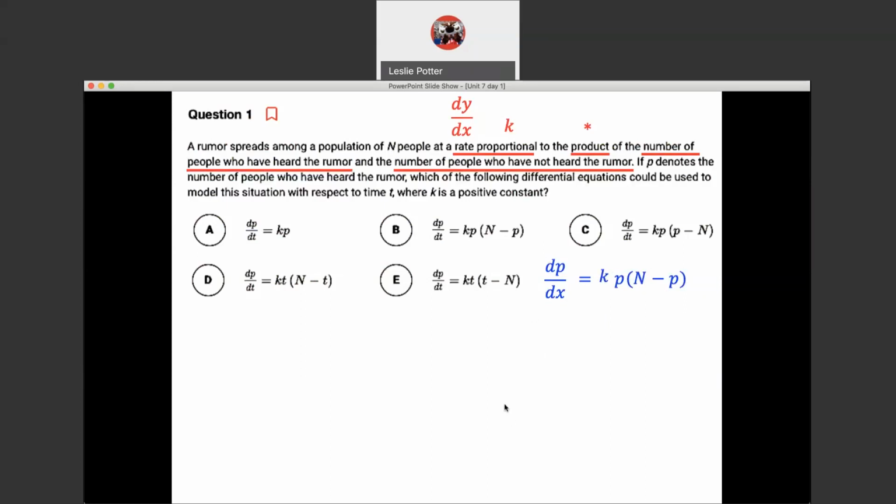That's what the rate is. So looking at this and matching it up with one of the options, that looks like option B. And it goes on to say, we should be using with respect to time and k a positive constant. So really, from the question here, this really should be a dt. They've told us it should be.